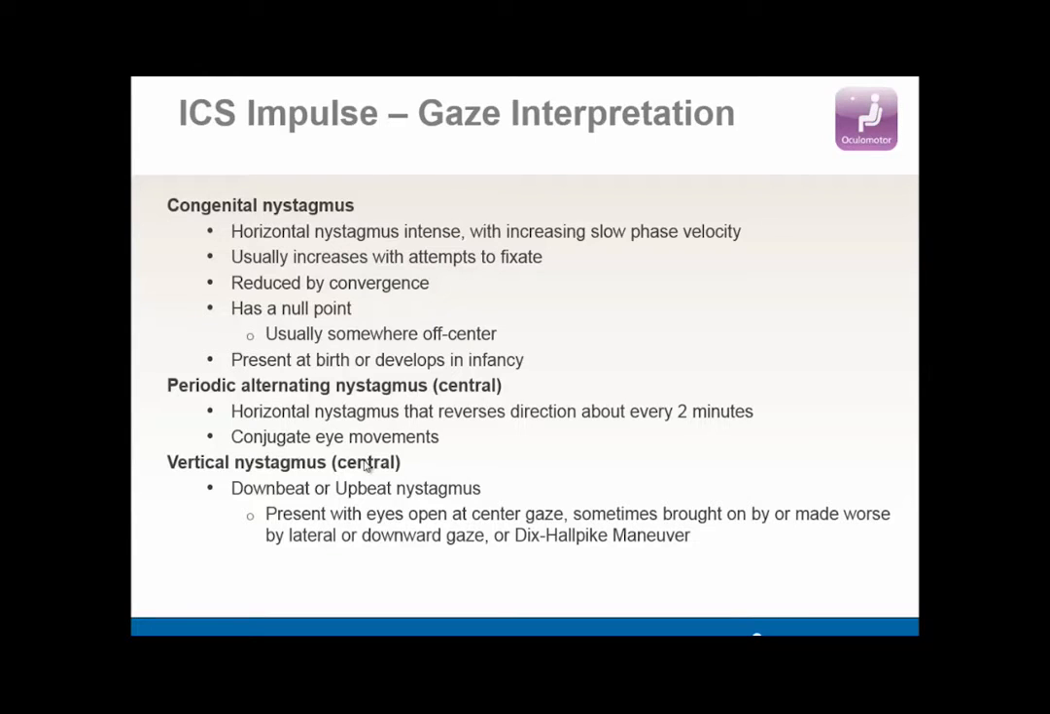So one thing to know, if you get Dix-Hallpike and you see nystagmus, you need to really look at what type of nystagmus that is, and not just assume it's BPPV. So this vertical and central nystagmus can sometimes be seen in a Dix-Hallpike maneuver.